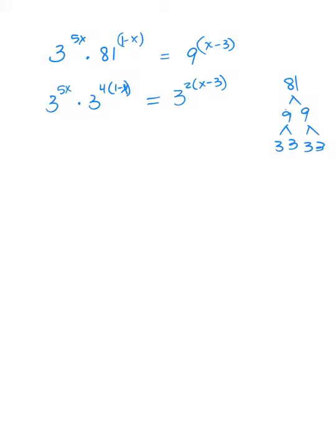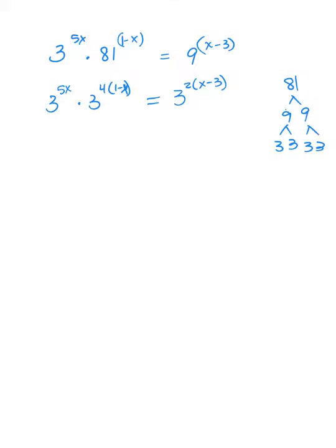So here we need to add those two exponents up here. And they're ugly, but it's okay. Let the math take you there. You got 5x plus 4 minus 4x. I just go ahead and distribute that 4. And that is x plus 4. So we have 3 to the x plus 4 equals 3 to the 2x minus 6.